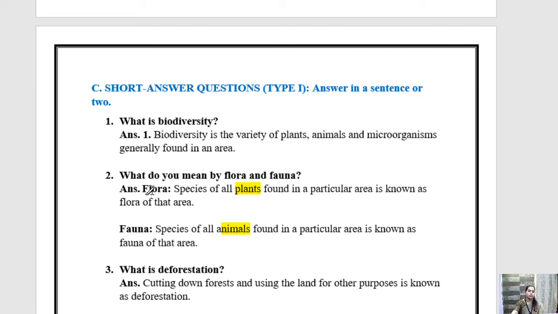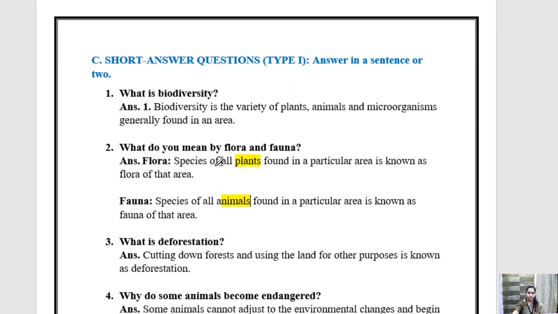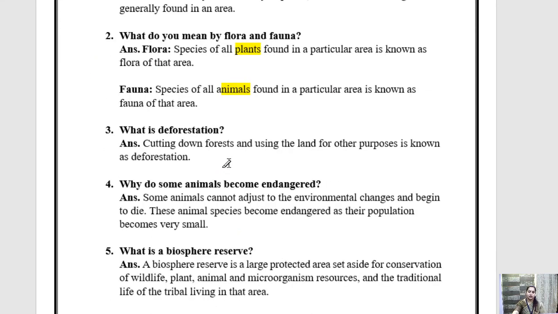So flora is species of all plants found in a particular area, known as flora of that area. Fauna is species of all animals found in a particular area, known as fauna of that area. Okay. So these are very simple and one line answers. So this you can learn very easily. Now moving ahead with question number 3. What is deforestation? I hope everybody knows what deforestation is.